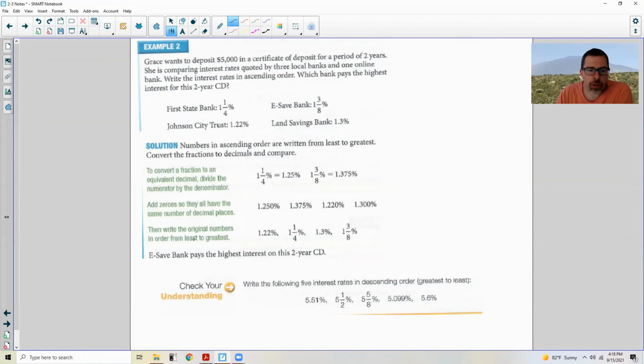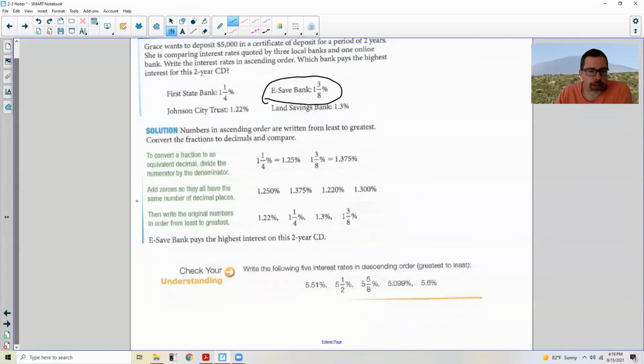Then write the original number in order from least to greatest. So 1.220 is the smallest, and then 1.250 is the next, and you put it back into the original format, 1 1/4%. And then 1.300% is the next, so that's 1.3%. And then finally, the largest one is 1.375%, which is 1 3/8. So you put it back in the standard. So E Savings Bank with 1 3/8% pays the highest interest on a 2-year CD.